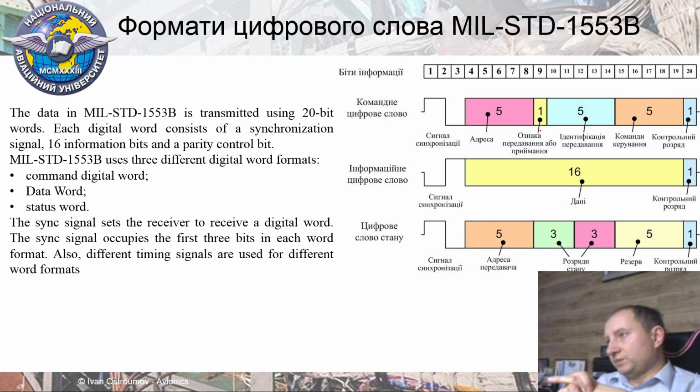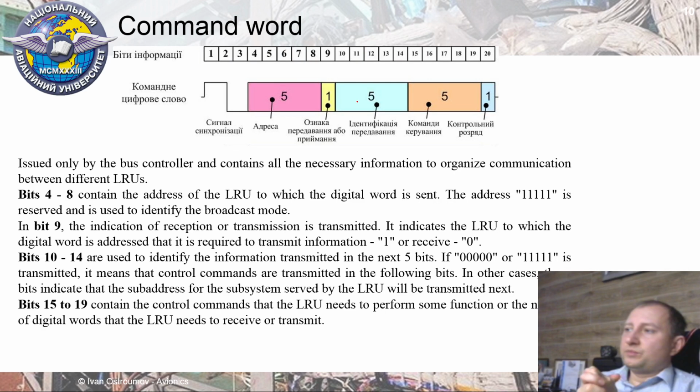The first type of data word is a command data word. The second one is just a data word. And the third one is a status data word. A command data word can be issued only by the bus controller. A command data word is a command for all LRUs in the network to perform some actions, for example, setting up for transmitting or setting up for receiving data.